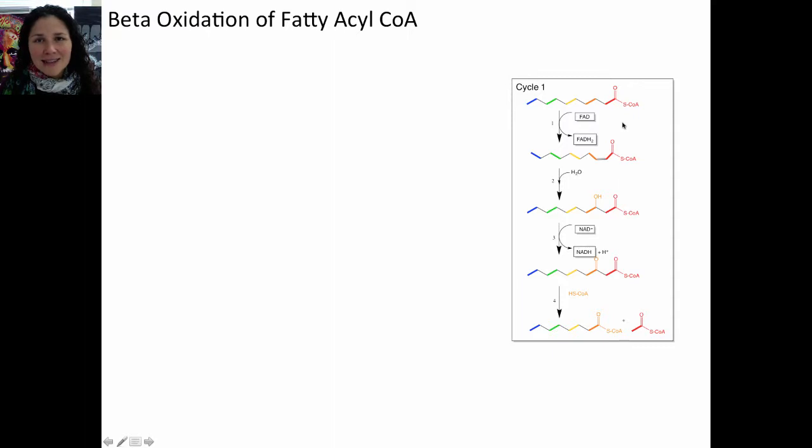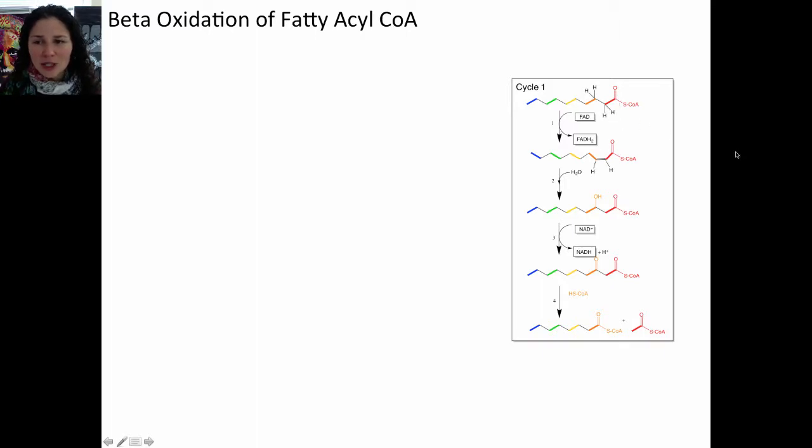In the first step of any beta oxidation cycle, FAD is converted to FADH2. The two hydrogens that are used to reduce FAD come from the fatty acyl-CoA. Remember that this is a skeletal structure. So this is a CH3 group here and CH2 groups all the way down until we get to the carbonyl carbon, which doesn't have any hydrogens on it.